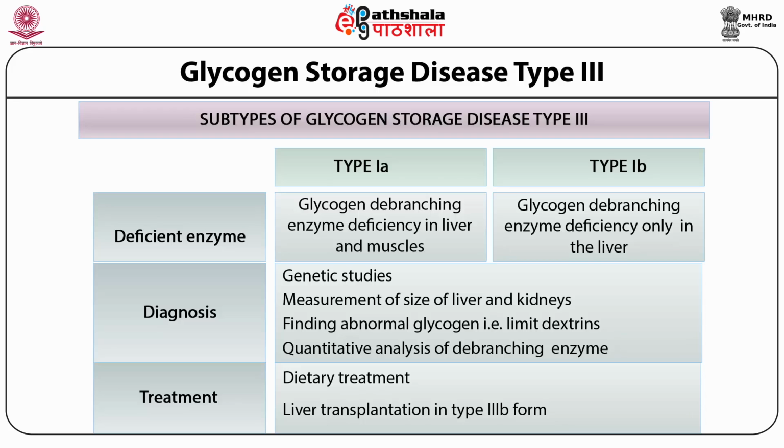It is observed as an autosomal recessive disease. Debranching enzyme is synthesized by the gene amylo-1,6-glucosidase, 4-alpha-glucanotransferase gene. It also has two subtypes, that is 3A and 3B.